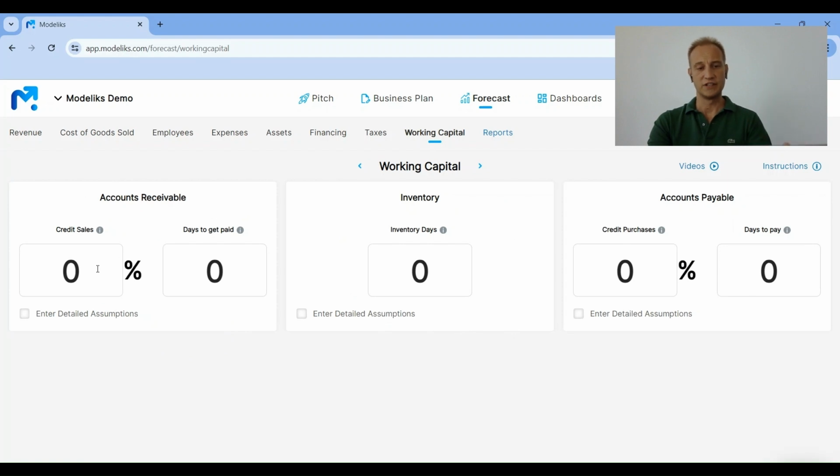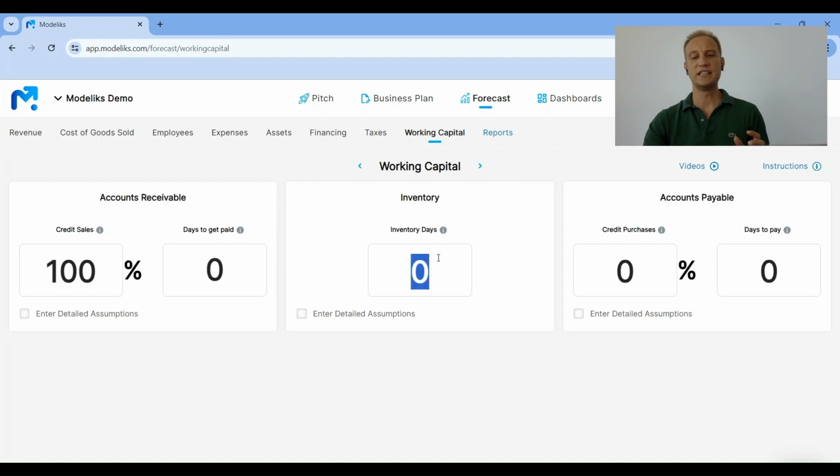Now, first, let's calculate our accounts receivable. 2 inputs. 1, credit sales. What percent of our revenues are going to be invoiced to clients and paid to us at a later date? So let's assume that every single order is paid right on time when it is ordered. So 100% of our sales it will take 0 days for them to get paid.